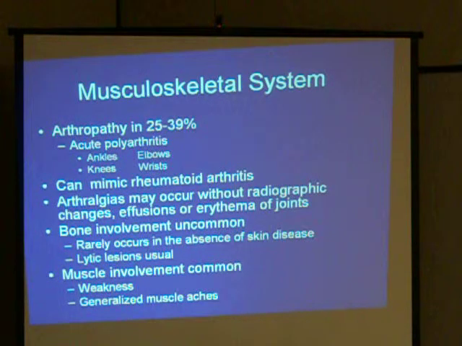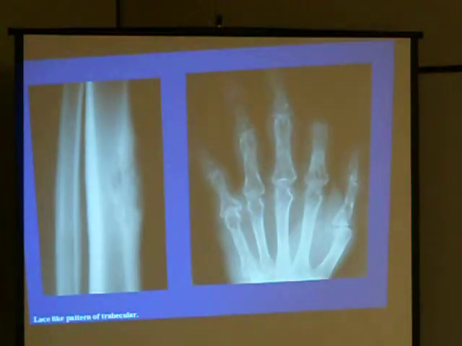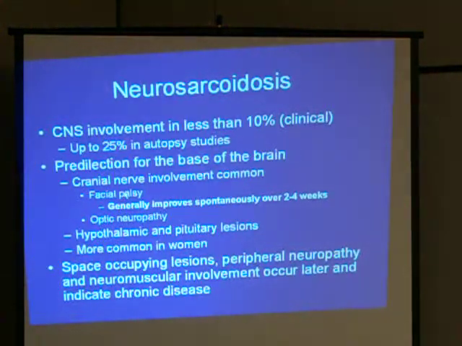Arthropathy we talked about, not that uncommon, can mimic rheumatoid arthritis. The bone involvement, as I said, is uncommon in the absence of skin disease. Muscle involvement is common, weakness, generalized muscles. Here is the classic. You see bone cysts. See, this is a hole here. See this? Cyst, sarcoid. Bone cysts like that. Okay, and here's more bone cysts. But usually you can see them in the hand. Get a hand x-ray. Neurosarcoid, I talked about.